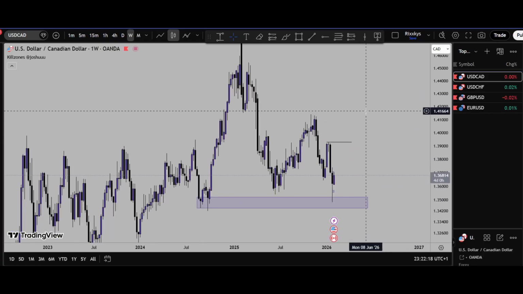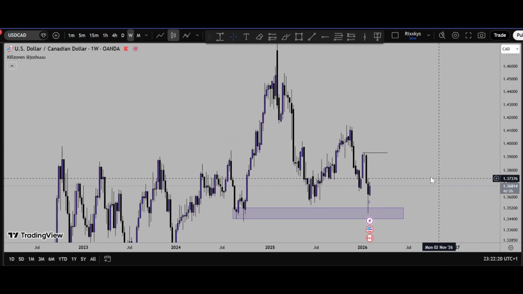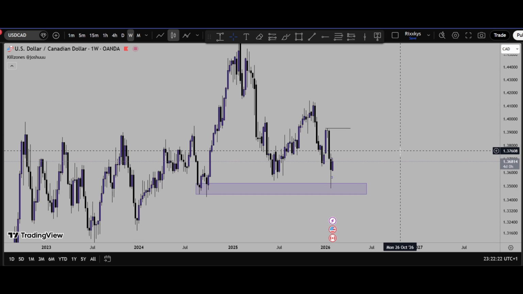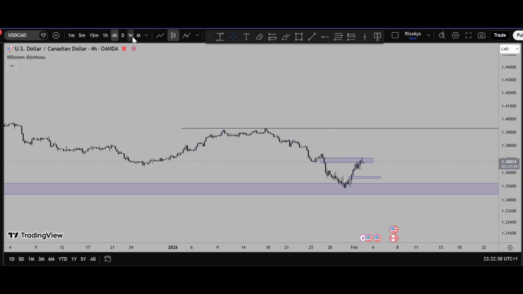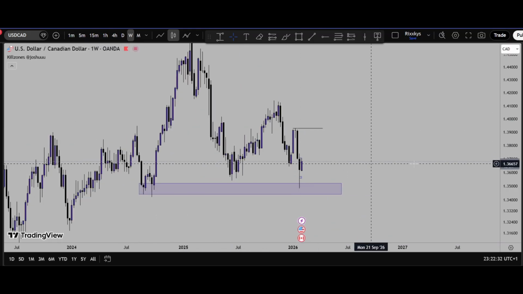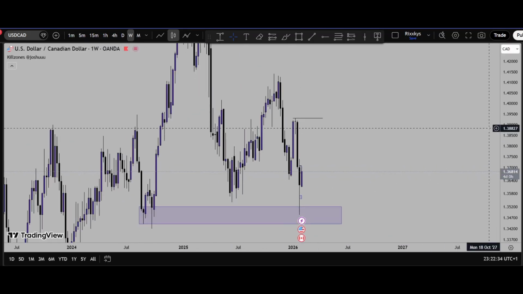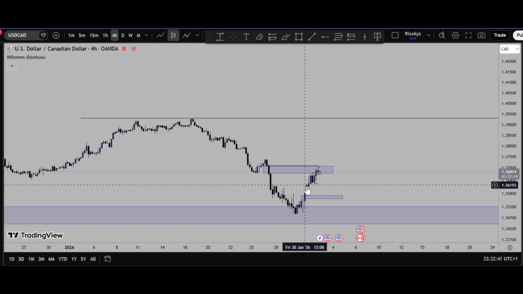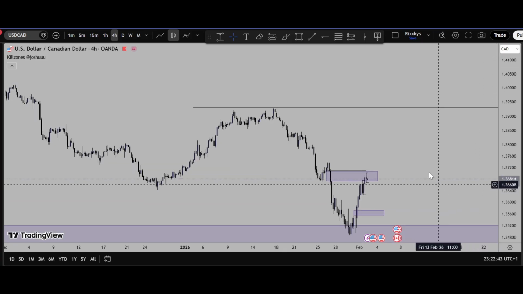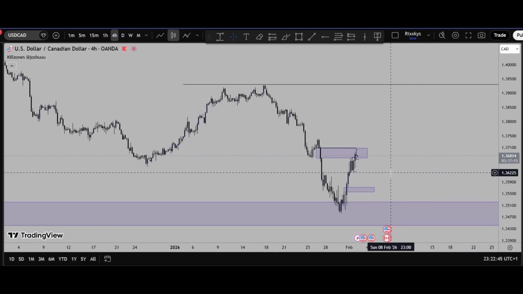So yeah, we're bouncing off of this zone. This area here on the 4 hour is detrimental. It defines the future of what USD CAD will be this week and probably next. If this level holds, then we can really see a good sell off.